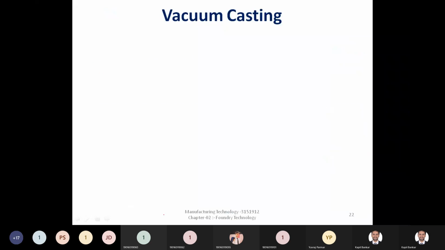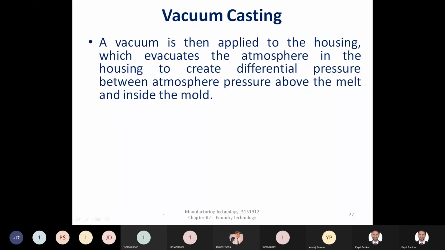A vacuum is then applied to the housing, which evacuates the atmosphere in the housing to create a differential pressure between the atmospheric pressure above the melt and inside the mold. It means you evacuate the atmospheric air from the mold, so that inside the cavity, if you remove all the air, then vacuum is generated.